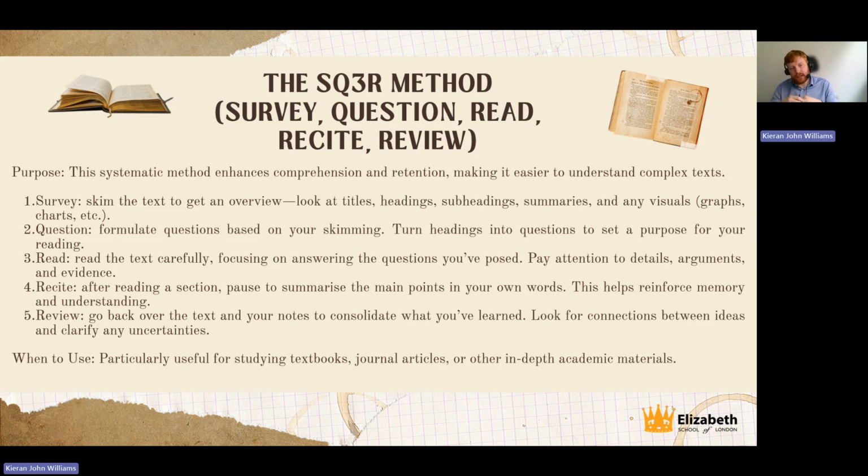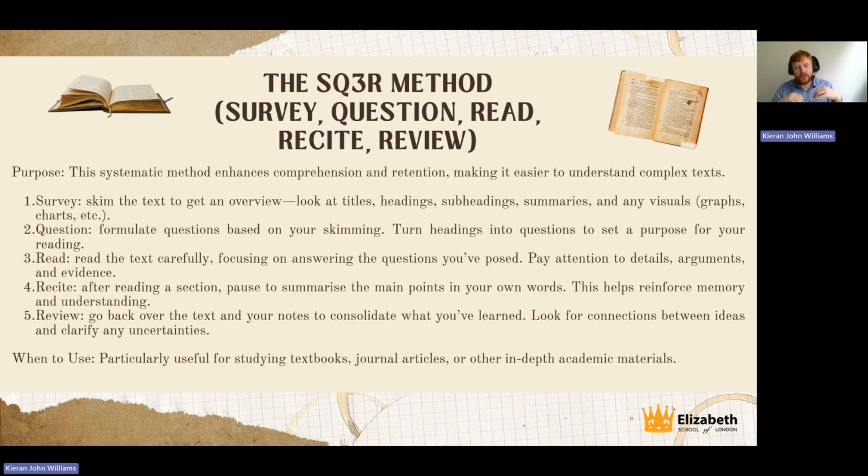Okay, so the next thing we're going to have a look at is something a little bit more abstract, shall we say? And this is the SQ3R method. So it is S, the Q, and then the 3 Rs, which is survey, question, read, recite, and review. So in some sense, this is quite similar to active reading. It is a little bit different though, and this is kind of a systematic approach to reading, where you understand, you keep the information, and it is easier to understand more complex or difficult texts.